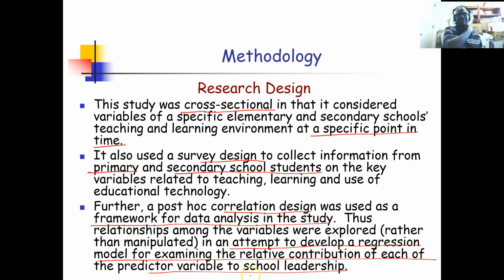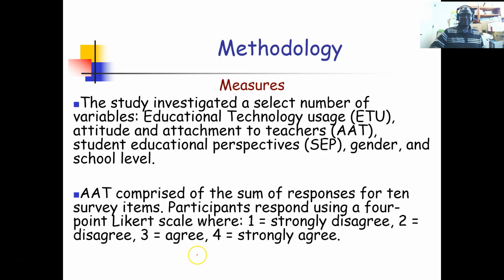Looking at student educational perspective, the measures that we looked at here, we focus on 3. The first one is educational technology usage. The second one was attitude and attachment to teachers, and then the third one was student educational perspective. And we also look at gender and school level.